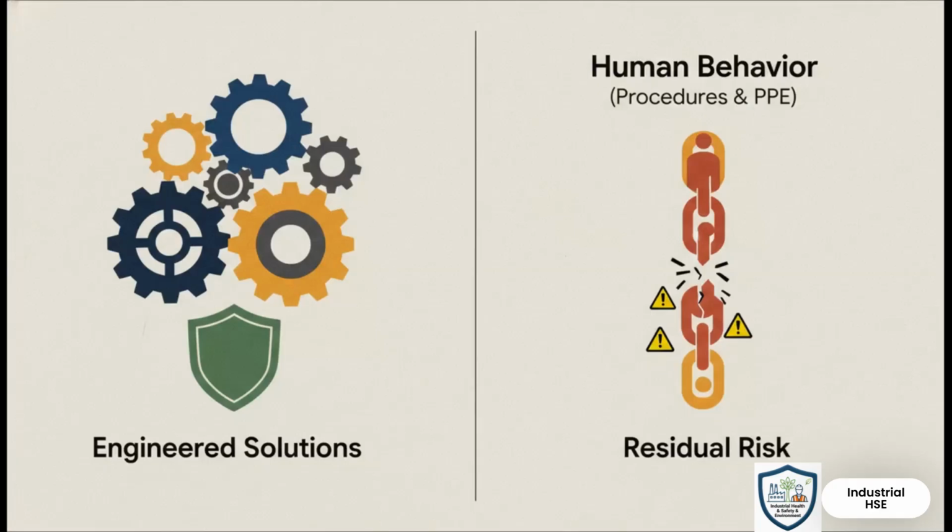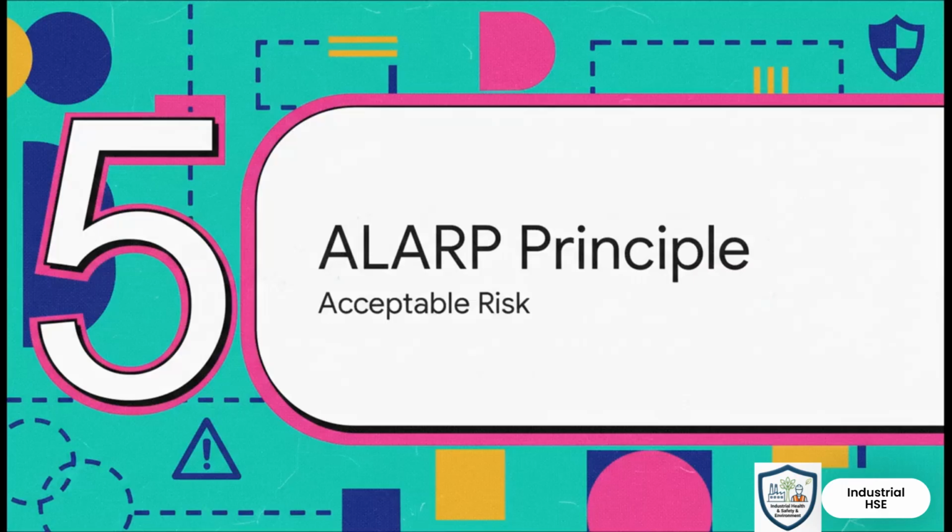And we have to be honest about why this order matters so much. As you can see here, the further down that list you go, the more you're relying on people to do the right thing, every single time. And let's face it, we're all human. That's why engineered solutions are so much more reliable, and why there's almost always some of that residual risk left over. So, if we can't always get risk down to 0, how do we decide what's good enough?